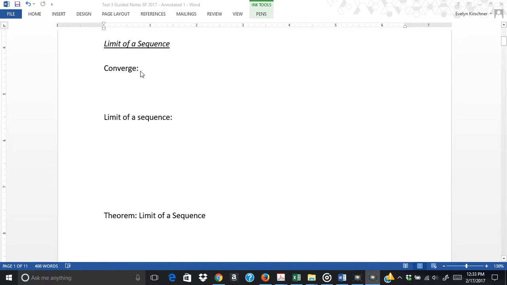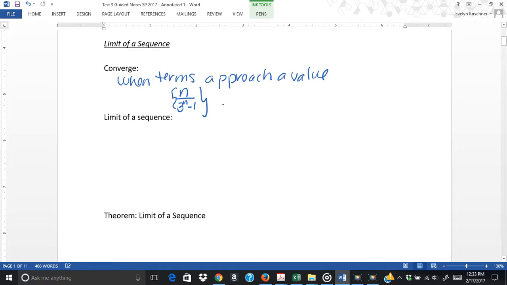When the terms of a sequence approach a value, then we say the sequence converges. So it converges when the terms approach a value. An example is that example we had before, the sequence n over 3 to the n minus 1. If we look at those values, as n gets really big, my term a sub n goes to 0 because 3 to the n goes to infinity a lot faster than n does. So I say the terms are converging in this case.